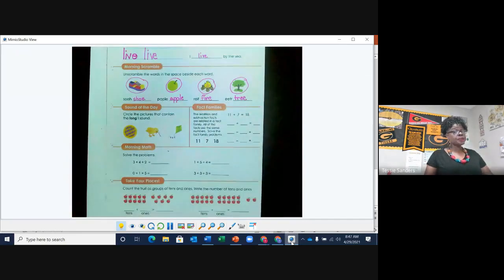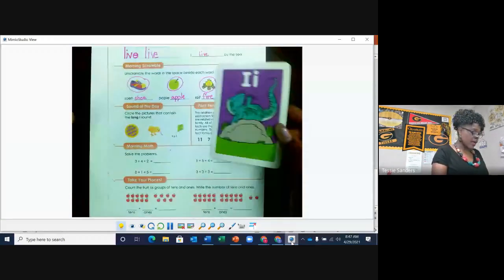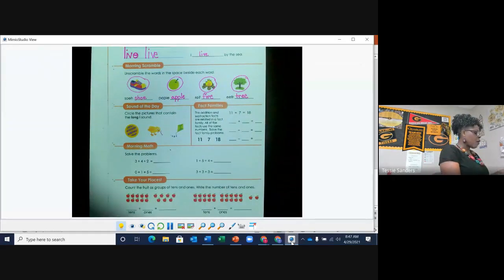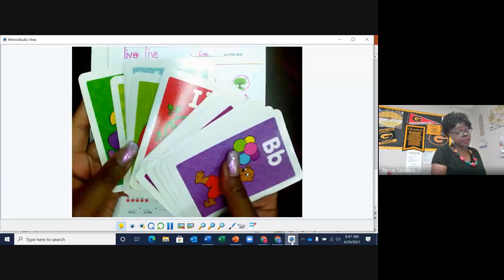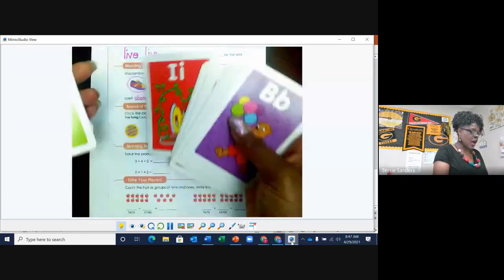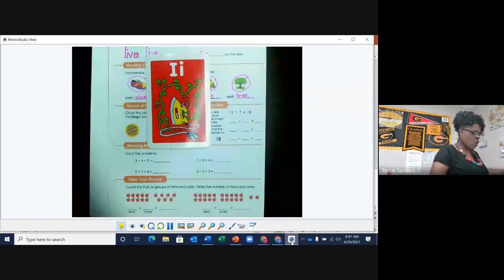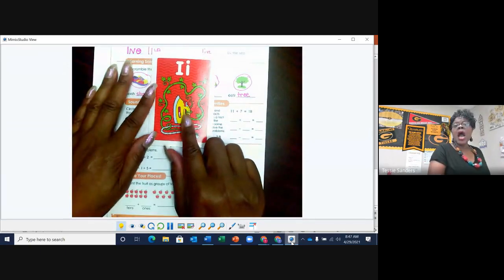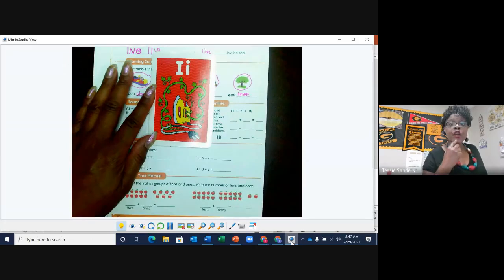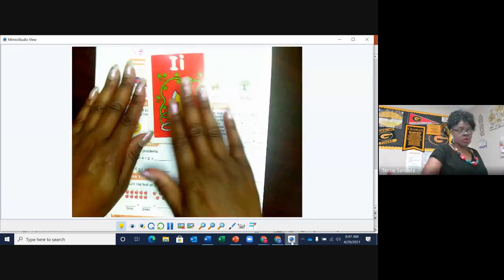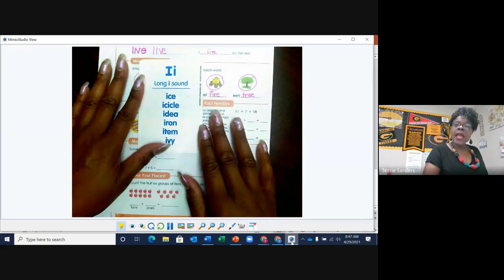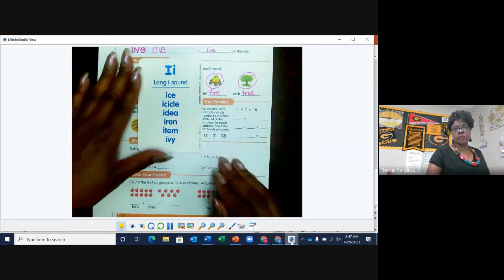Here we are. Long I sound. Let me get my long I card out. See, I have my card deck ready. There's the long I. As in, what is this? An iron, iron, iron. Good. Let's look at some long I words and spell the words.